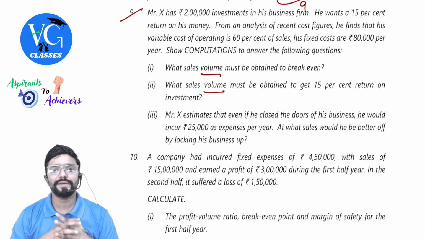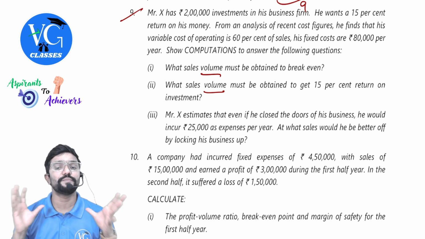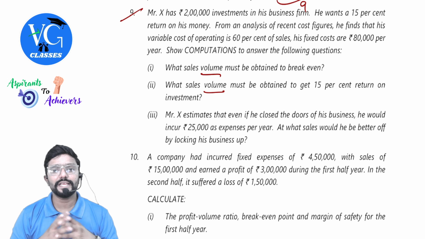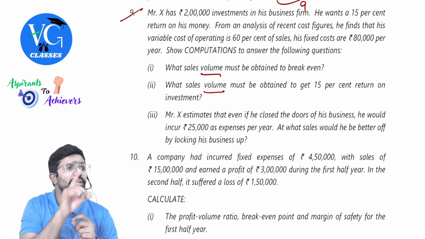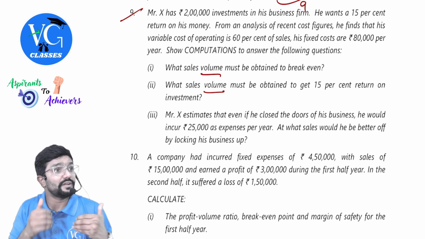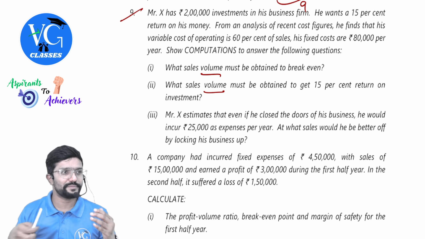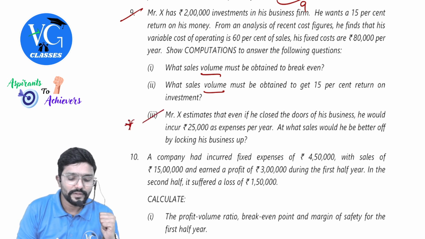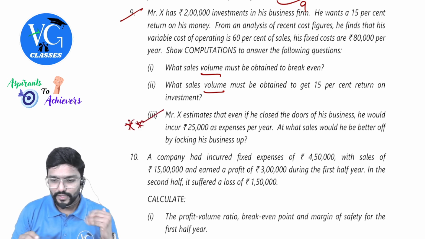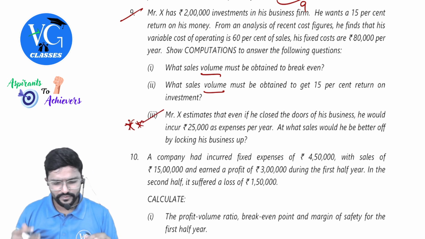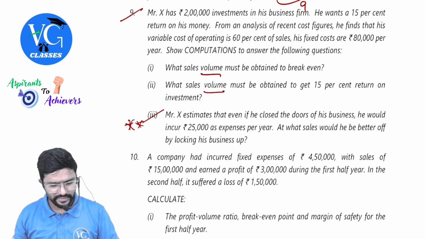Mr. X estimates that even if he closed the doors of his business, he would incur 25,000 as expenses per year. At what sales would he be better off by locking his business up? This is a question on shutdown. Should I shut down or continue? That also I will explain. The third point is unique here. Come to the solution. The first two I have already explained, but let us go through them.